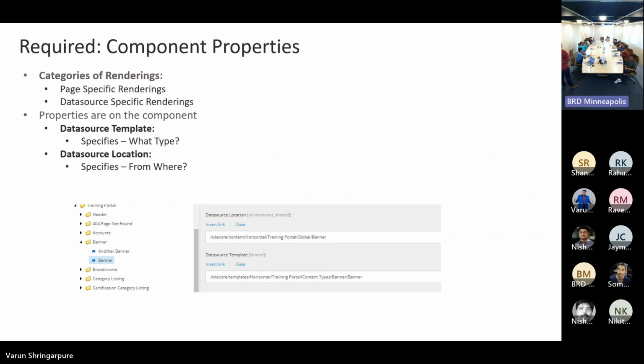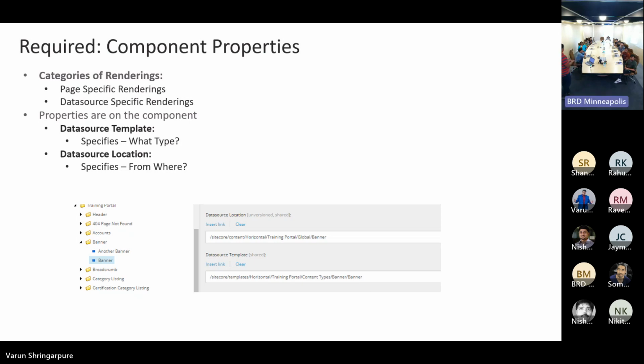So for example, if you talk of a promo, or a 3-column component with titles, subtitles, images, and 3 CTAs, such things are generally taken from a data source. So these component properties are specific to data source type of renderings. That is where these are required, for a reason which we will see. So there are two properties: one is data source template and the other is data source location.